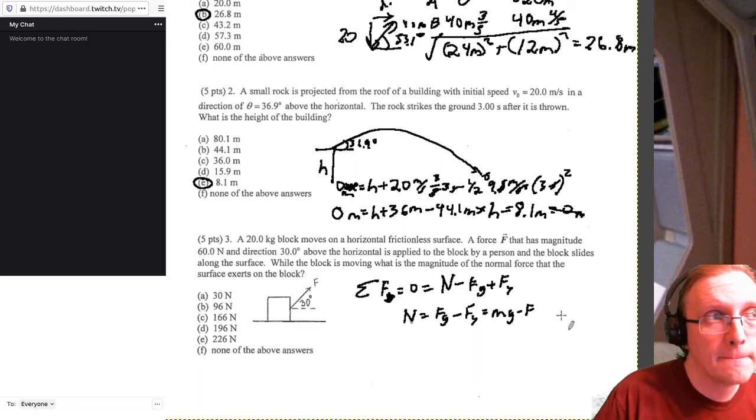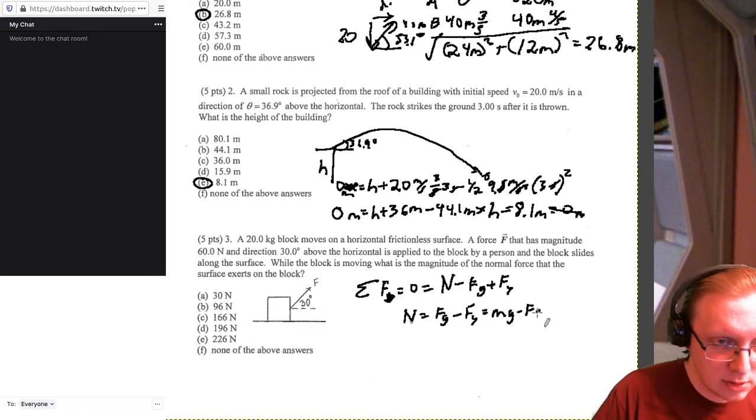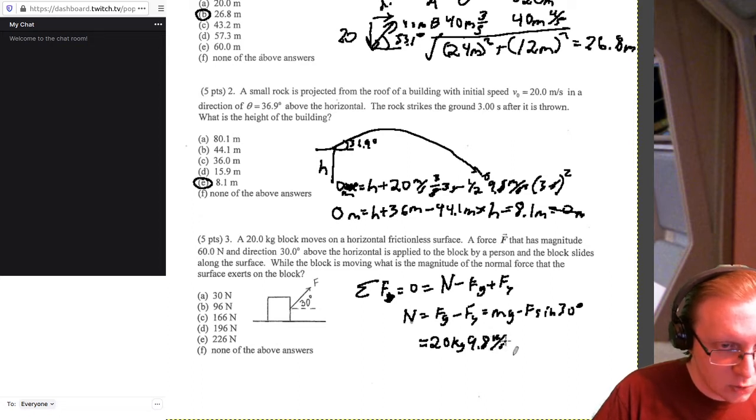sine 30 degrees, or theta, that goes there. So we have 20 kilograms, 9.8 meters per second squared, minus 60 newtons, sine 30 degrees.